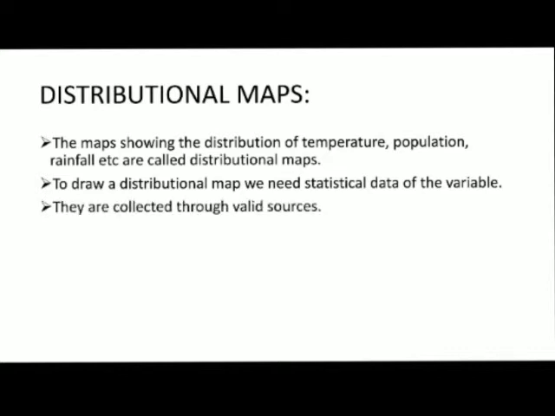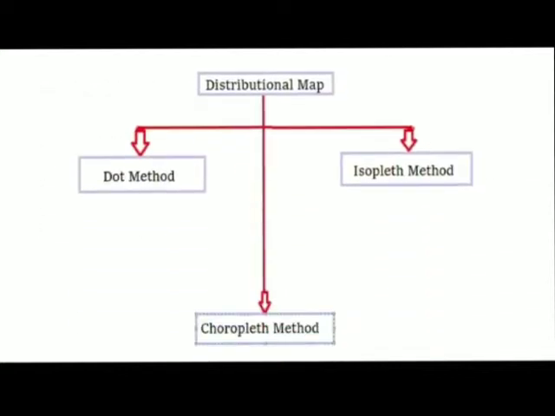They are collected through valid sources. That is why they are accurate. It can be about the population of India, cattle population, crops, etc. Distributional maps are of three types. First is the dot method, second is the Choropleth method, and the third is the Isopleth method. In the dot method, we make use of dots. In the Choropleth method, we use one color but of different shades. In the Isopleth method, we make use of lines.